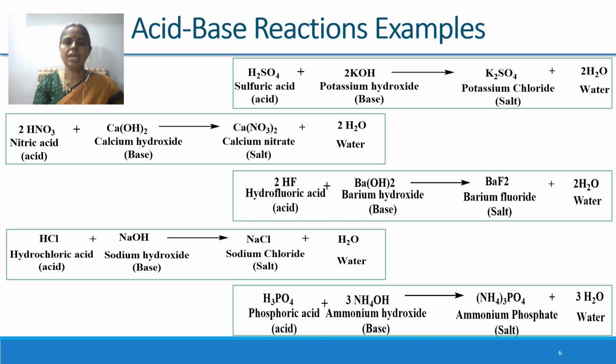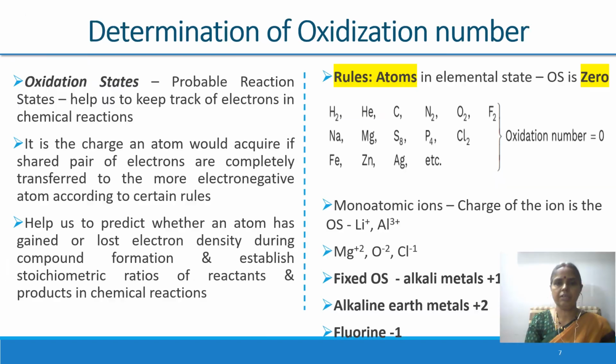Now, you can see some examples here. Sulfuric acid plus potassium hydroxide forms potassium sulfate along with water, and nitric acid and calcium hydroxide form calcium nitrate and water. Calcium nitrate is the salt. Hydrochloric acid and sodium hydroxide form sodium chloride as the salt along with water. Phosphoric acid and ammonium hydroxide form ammonium phosphate along with water. So, in all these reactions, you can see an acid reacts with a base to form salt and water.